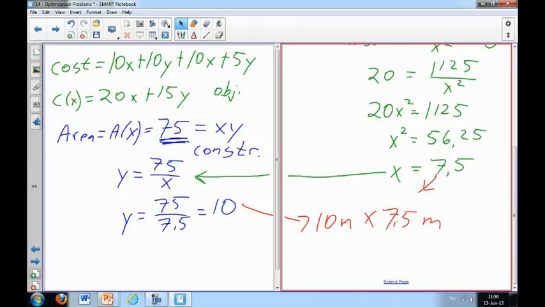If we wanted to calculate that, then we would come back to our cost function. We now know that we could calculate the cost. It's 20 times x, and x is 7.5, plus 15 times y, when y is 10, 15 times 10, 150. We can do the math here and find out what the minimum cost is going to be.